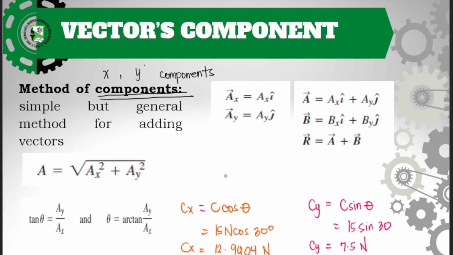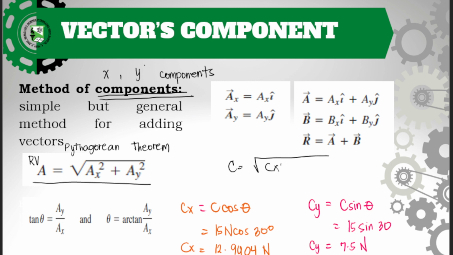So how do we do that? We use the Pythagorean theorem, whereas the resultant vector R is equal to the square root of the component in x squared plus the component in y squared. So if we're going to find C, it is the square root of Cx squared plus Cy squared.